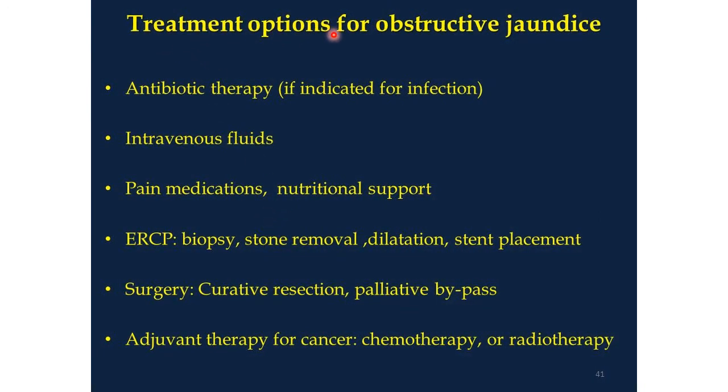Okay, what are the treatment options available for obstructive jaundice? The number of treatment options are all listed down here. Antibiotic therapy will be indicated for infection, adequate hydration through IV fluids, pain medication and nutritional support if necessary. ERCP, biopsy, stone removal, dilatation and stent placements. These can all be done with the use of ERCP. Surgery, curative resection or palliative bypass. And when applicable, adjuvant therapy for cancer includes chemotherapy or radiotherapy.